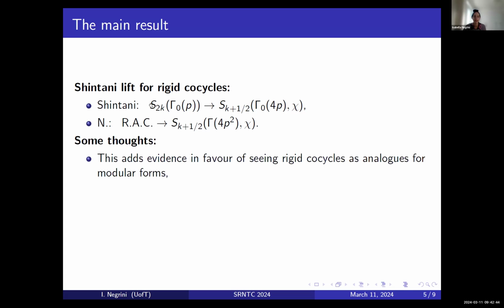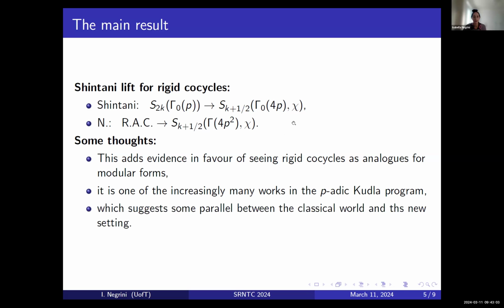And we see that, in all the works that we presented so far, the cocycles were always playing the role of modular forms. So it seems that there might be some analogs from modular forms. Again, this belongs to the p-adic program, as we will build a generating series from rigid cocycles. And in general, this work suggests some parallels between the two worlds.